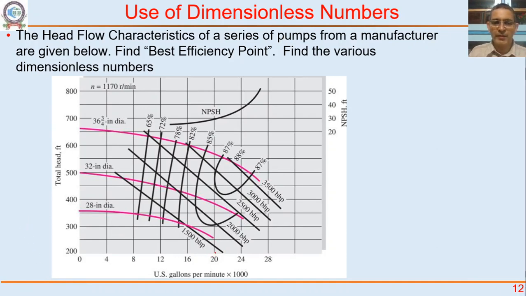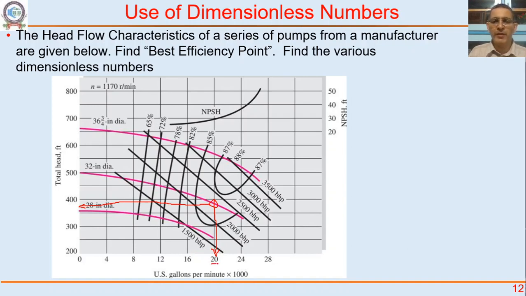20,000 gallons per minute, 32-inch. That is this point. This point will be the best efficiency point. That's the best efficiency point. Okay, you can calculate that for yourself. But right now, let's say this is the best efficiency point.